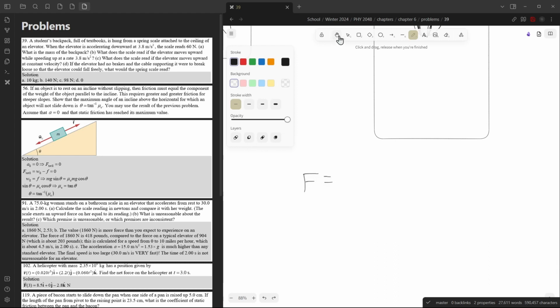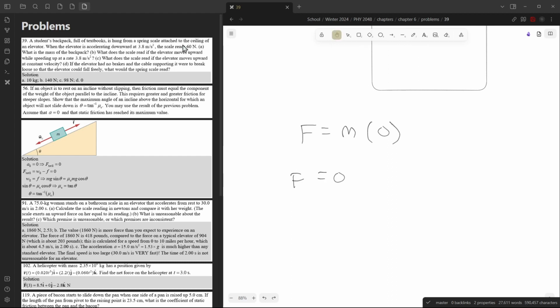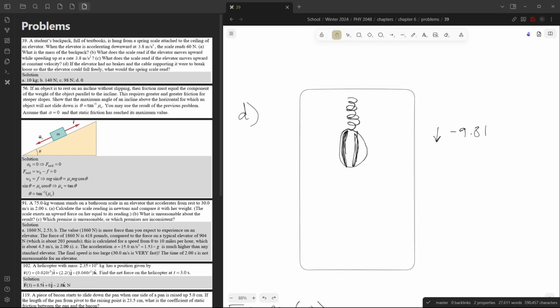All right, so force equals ma, same deal. But now we have negative 9.81 minus a negative 9.81. So that's plus, and that equals 0, and it cancels. So that means force will equal 0. And we see in the solution that that is indeed the answer. So hopefully this conceptually makes sense.